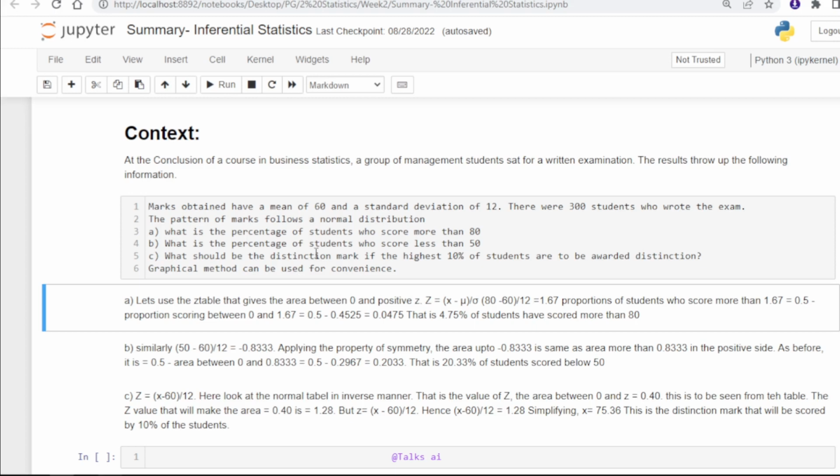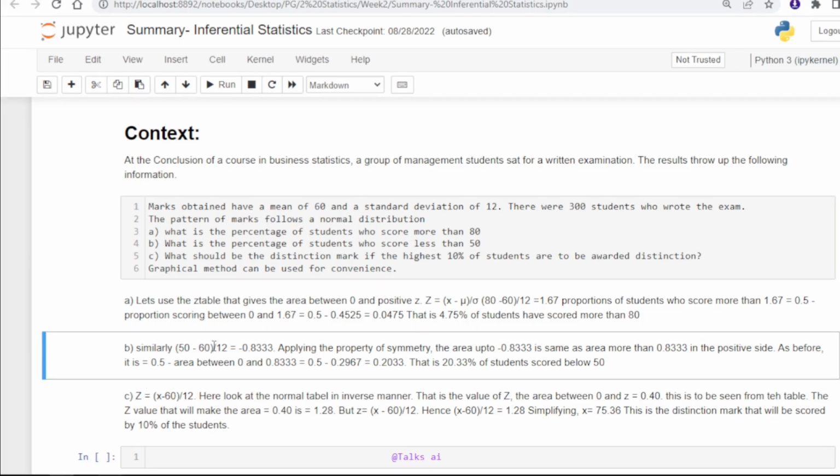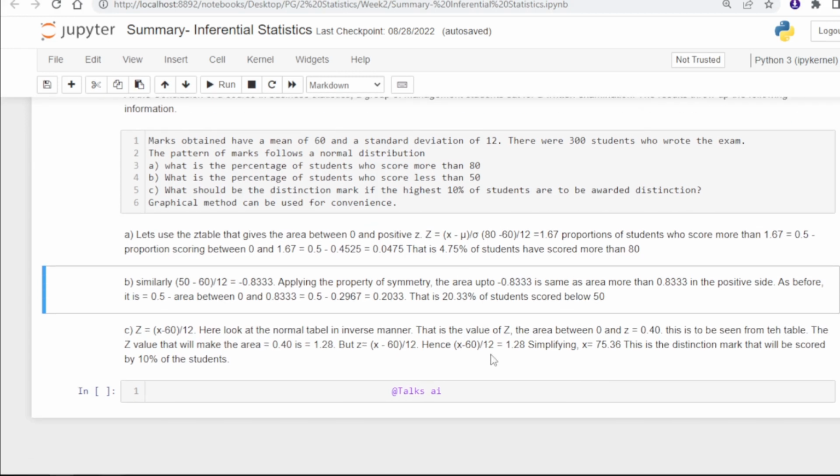Similarly, what is the percentage of students who score less than 50 marks? To get that less-than value, again we will have 50 minus 60 here, because 60 is our mean value. Applying the property of symmetry, the area up to minus 0.83 is the same as the area more than 0.83. So as before, it is 0.5 minus the area between 0 and 0.83, so nearly 20% of the students will score below 50.